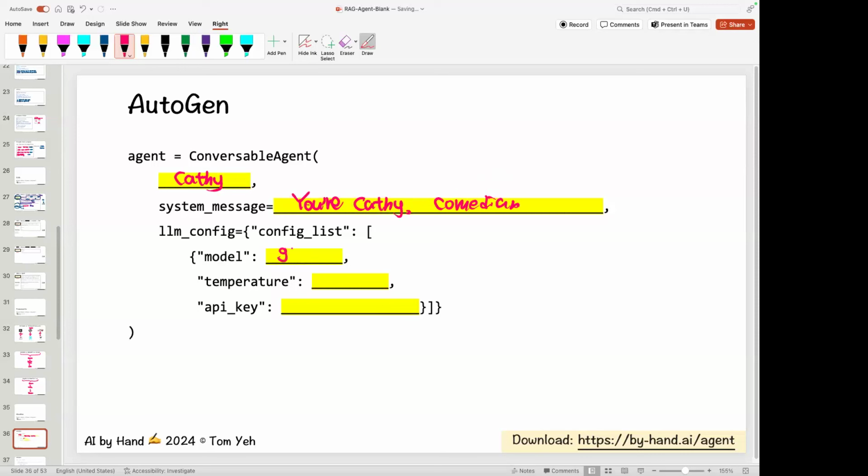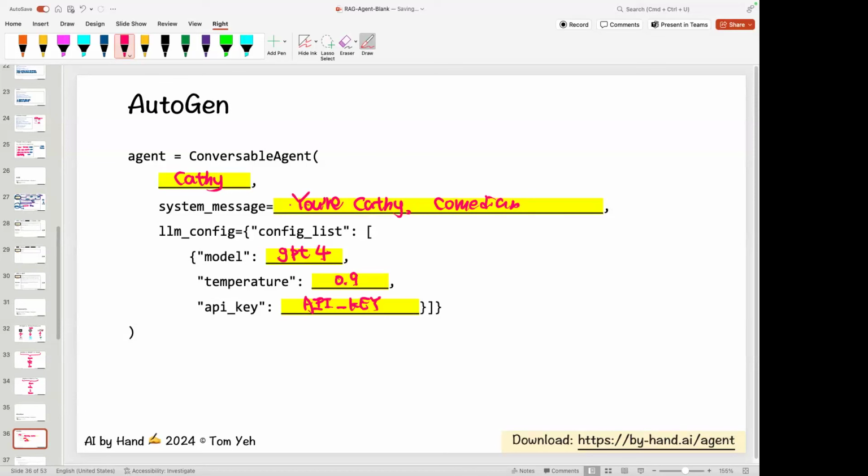And these are some technical things. I want the model to be GPT-4. Why? Because we're going to send this message to this model. We use this framework to generate this prompt, but eventually still send it to the model we want. And there's some temperature, how diverse, and then the API key so you can pay for it. And you don't want other people to see your key. So this is a very basic definition using the AutoGen framework.